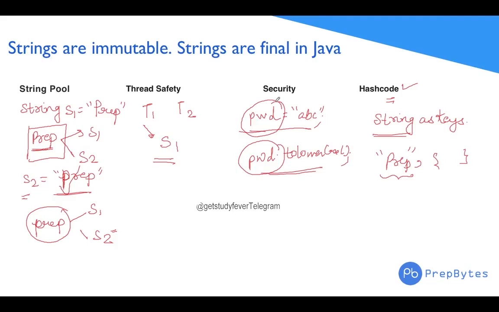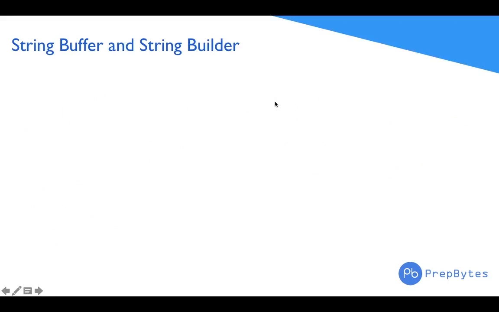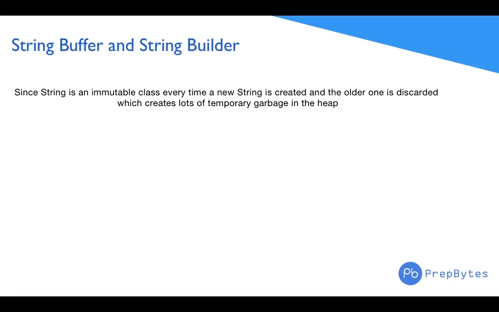Now we will see one of the major problems that we face because of the immutability of strings and how that problem is taken care of by string buffer and string builder. So let's talk about string buffer and string builder, but before that, what problem comes up because of the immutability of strings. Since string is an immutable class, every time a new string is created and the older one is discarded, it creates lots of temporary garbage in the heap.